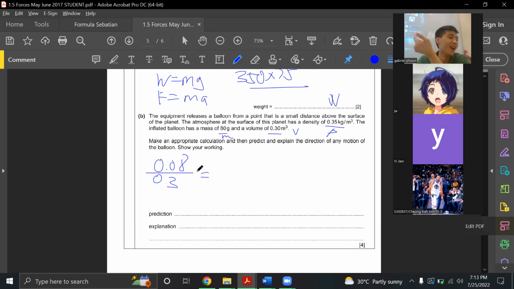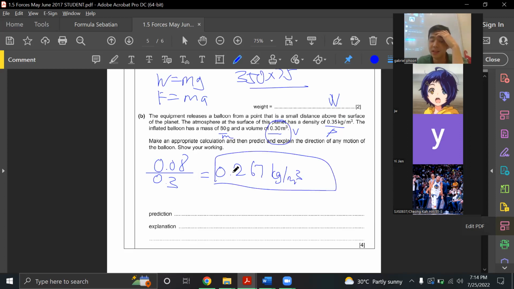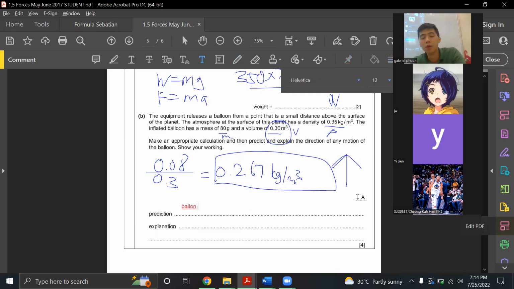Okay, if you press this in the calculator, you're going to get some random number, right? 0.267 kgs per meter cube. And obviously, because this is less than this, the balloon is obviously going to float towards the top. So your prediction is obviously the balloon floats.